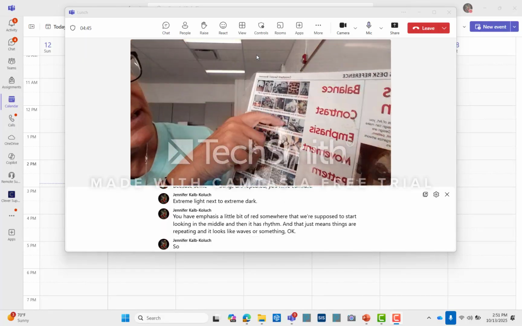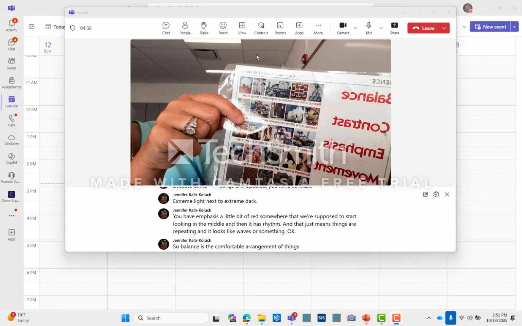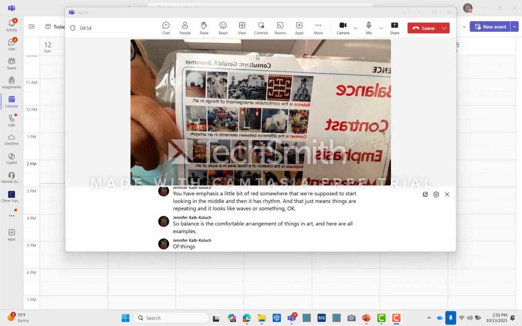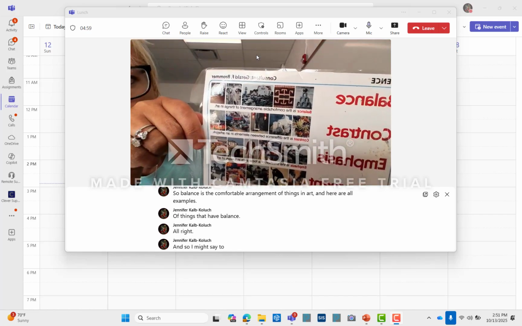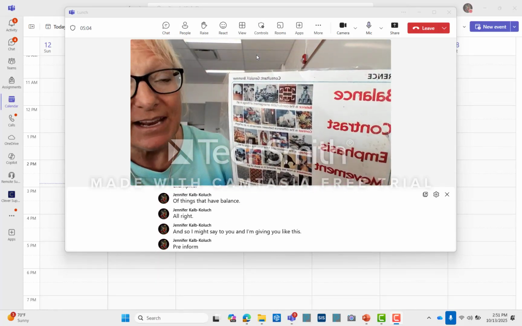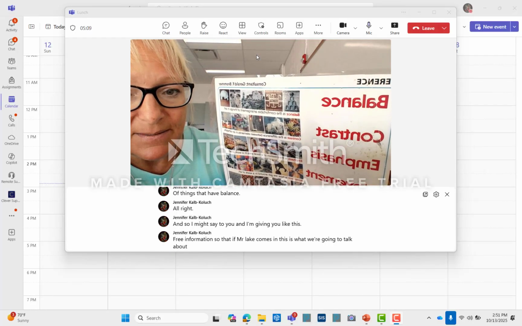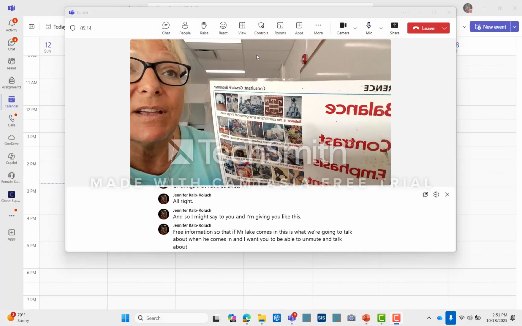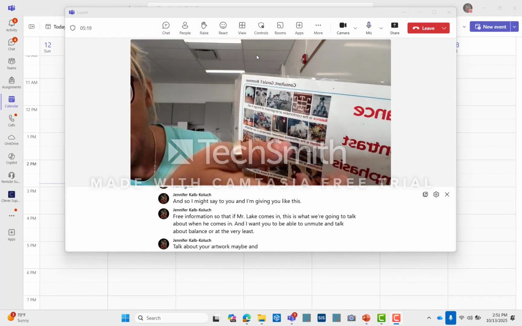So, balance is the comfortable arrangement of things in art. And here are all examples of things that have balance. All right, and so I might say to you, and I'm giving you this pre-information so that if Mr. Lake comes in, this is what we're going to talk about when he comes in. And I want you to be able to unmute and talk about balance, or at the very least, talk about your artwork maybe and how it has balance.